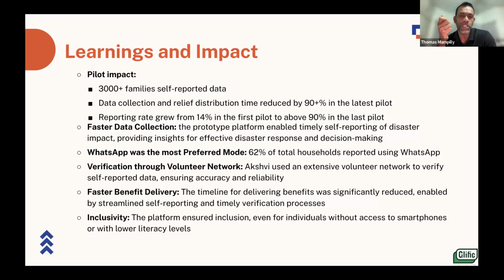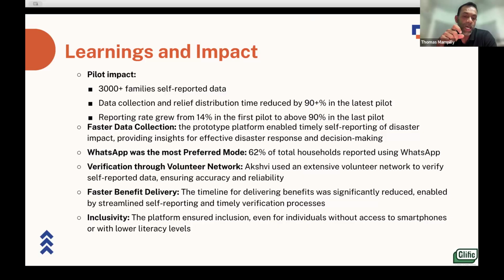It's not just the data collection part, but it's accurate. And one of the comments from the relief distributors was that people seem to trust the relief that they got according to their needs much more, meaning the number of grievances from the community went down drastically. So again, that's a huge learning from this. The rest of it, obviously, was faster data collection. Huge learning for WhatsApp was that 62% of the households that we interacted with in West Bengal reported using WhatsApp. It was by far the most popular, right?